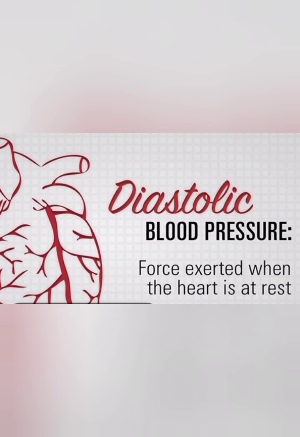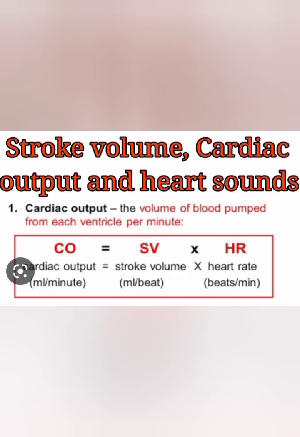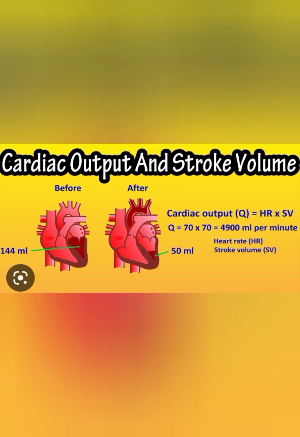Then what is stroke volume? Stroke volume is the amount of blood ejected from the ventricle in one beat. How much blood is ejected from the ventricle in one beat is called stroke volume. The normal is 70 to 80 ml.